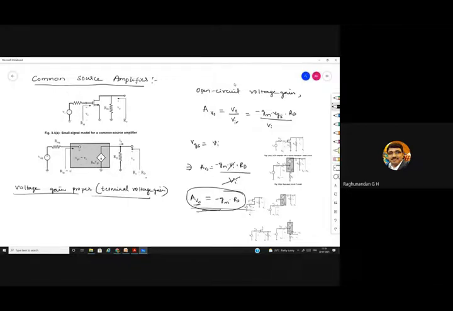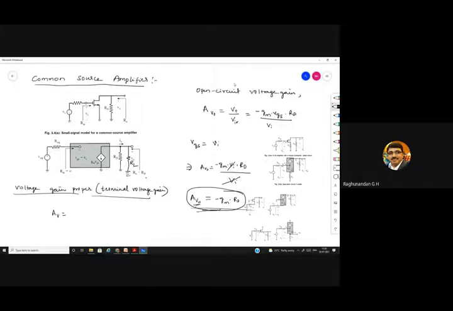Along with this RD, if you are going to connect one more resistance, the load resistance, that is RL, then this RL becomes parallel with respect to RD. So whenever you are supposed to find out the voltage gain proper, we use our voltage divider formula only. From the voltage divider formula, AV is the voltage gain proper.